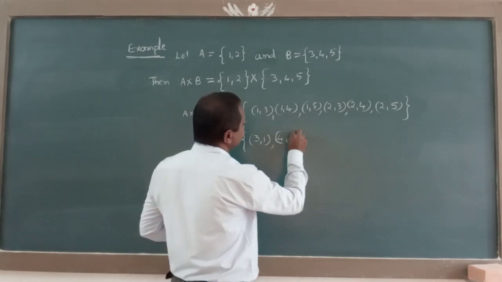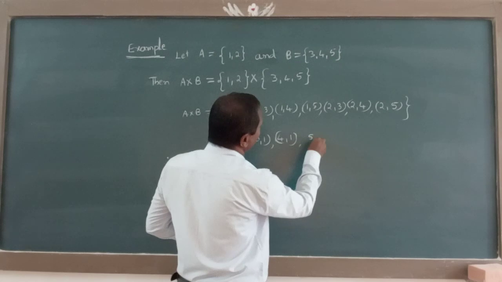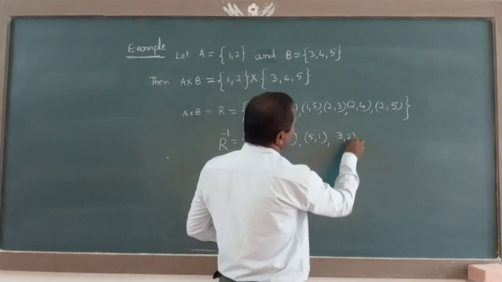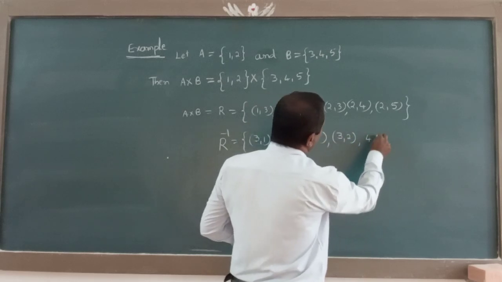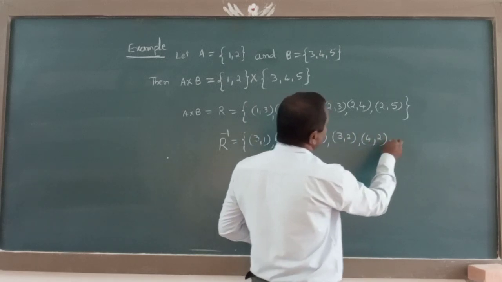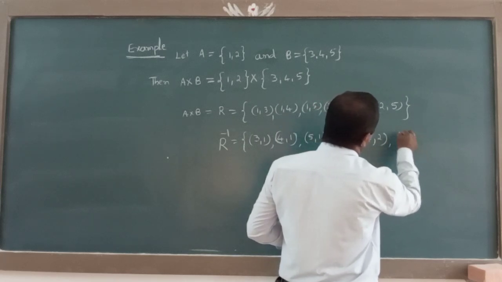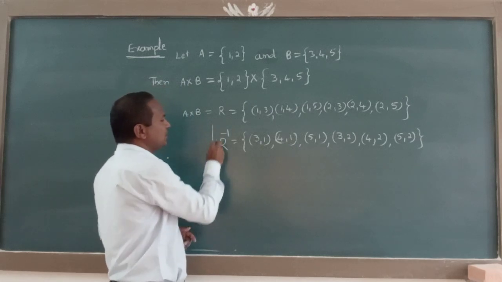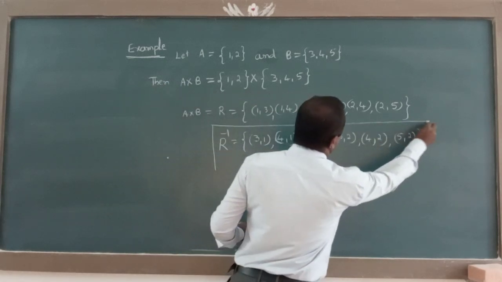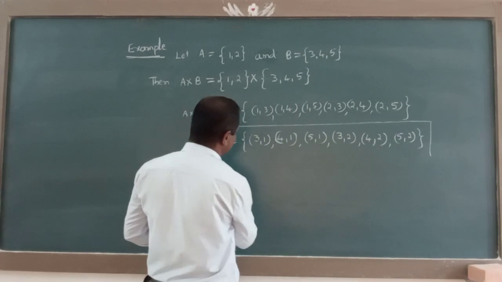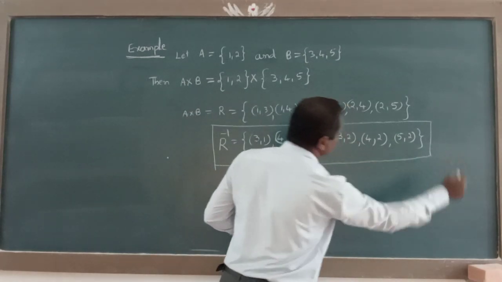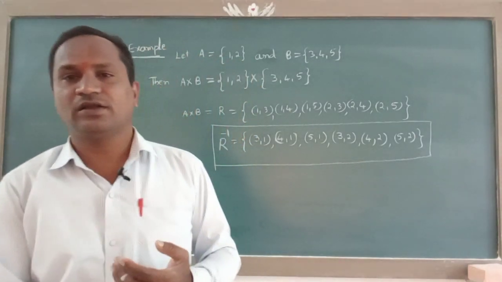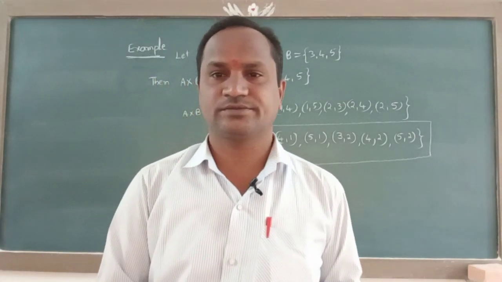Next one is the 5 comma 1. Next elements are taken reversely: 3 comma 2. Next one is the 4 comma 2. The last one is the 5 comma 2. Like that we take them reversely. If we take elements like this, they all belong to the inverse relation. Like that we are giving an example for inverse relation here.